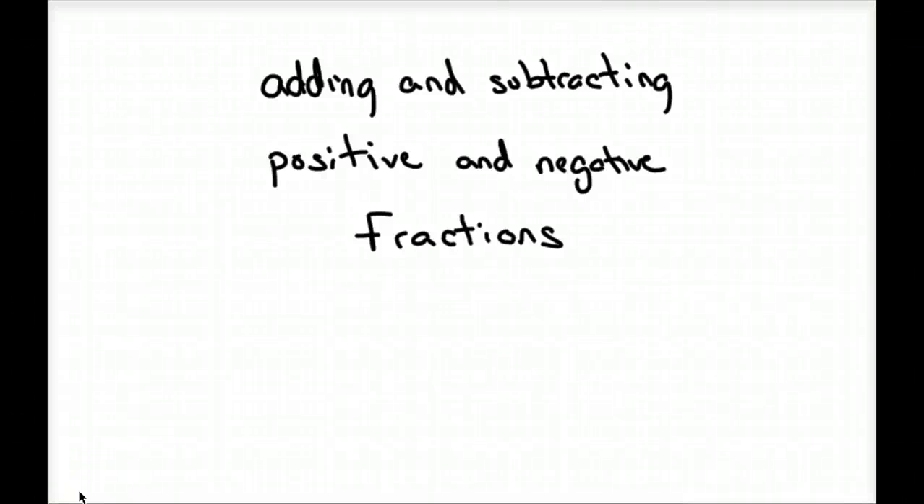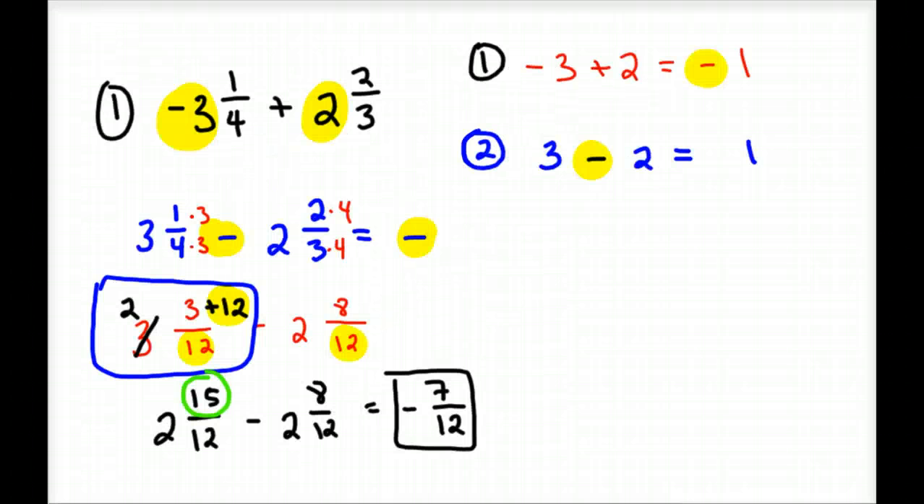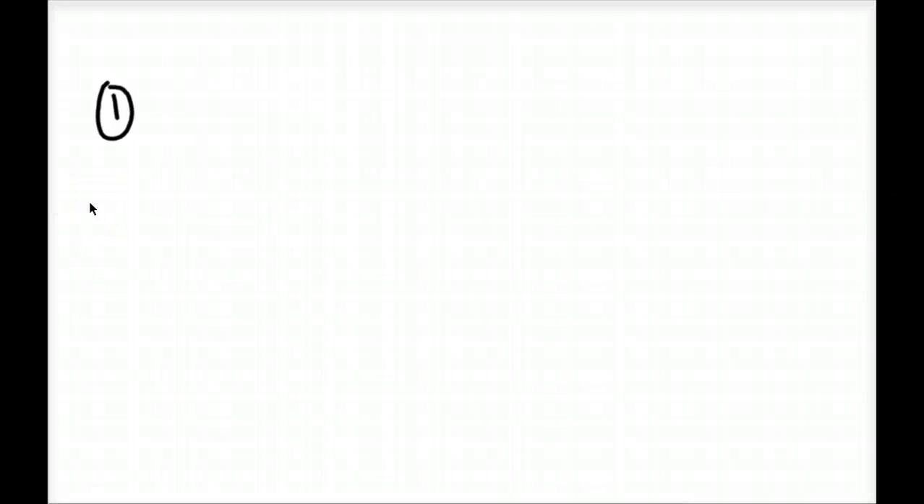Adding and subtracting positive and negative fractions. Here's a few examples. Example number 1. Let's start from the beginning. Here we have negative 3 and 1/4 plus 2 and 2/3.